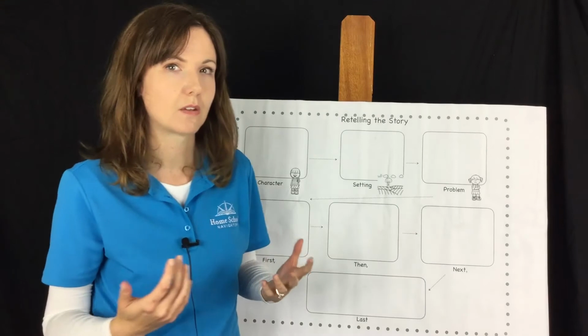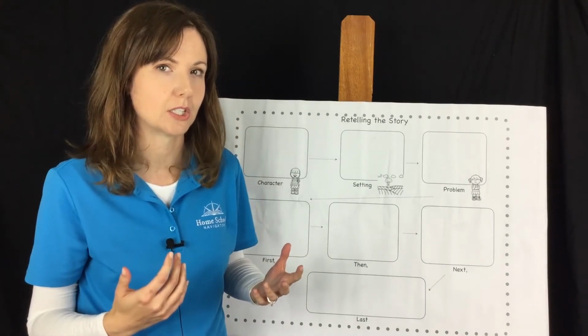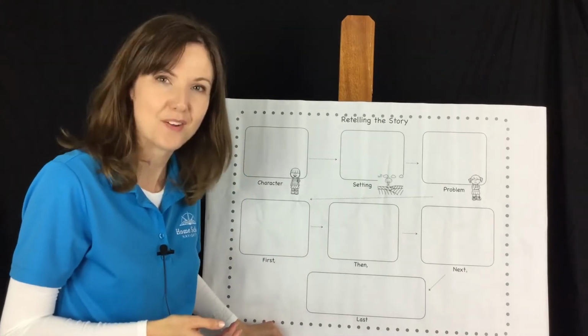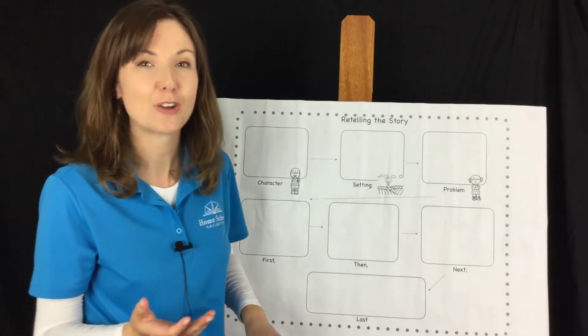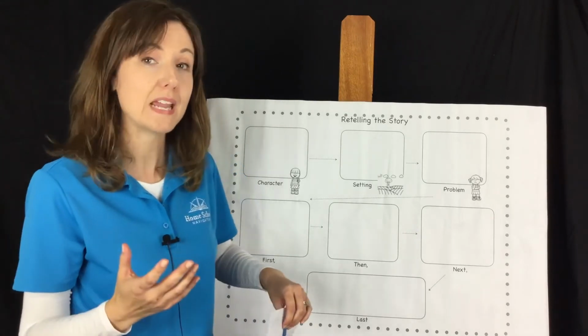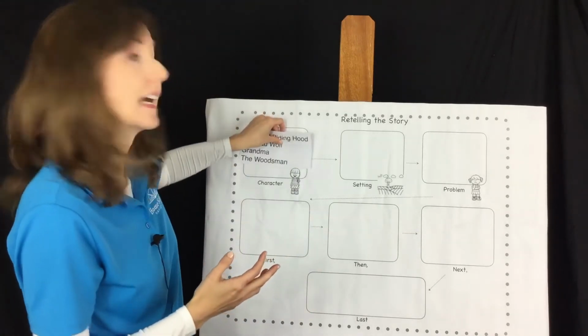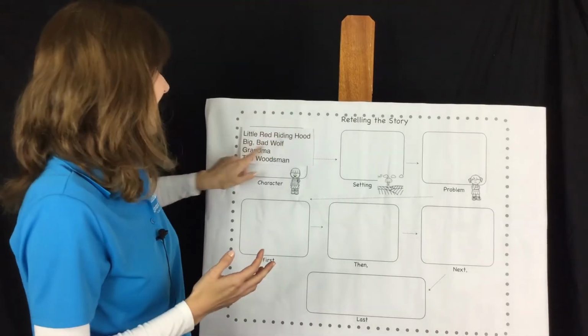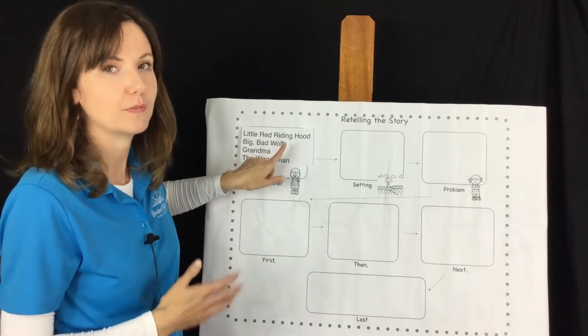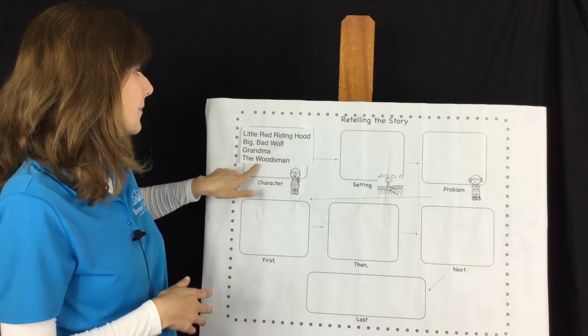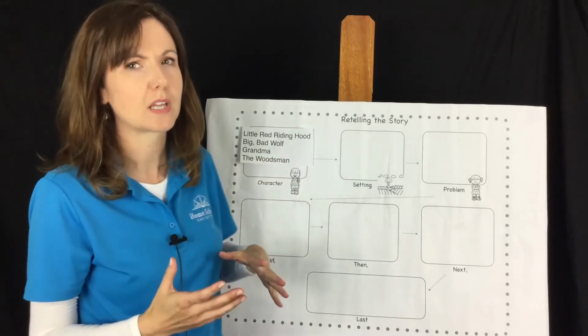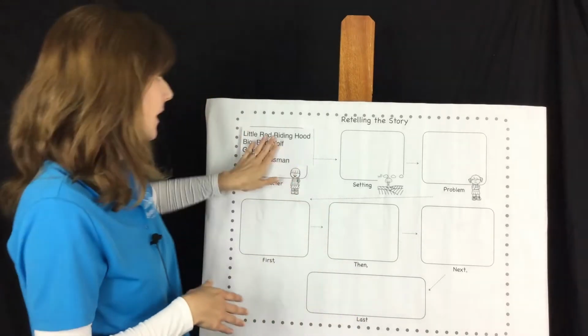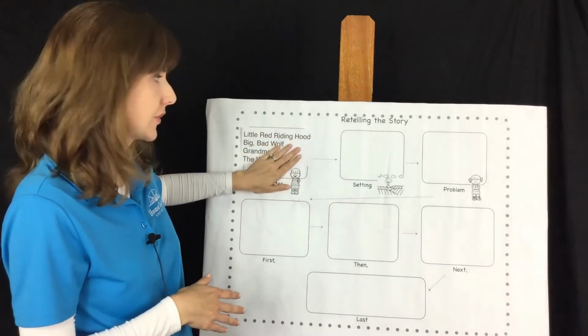So think, who are the characters in Little Red Riding Hood? Well, obviously, we can figure out the main character. That's right, Little Red Riding Hood. Then we have the big bad wolf, of course, Grandma, and the woodsman. Remember, the woodsman comes at the very end of the story. So here are all my list of characters.